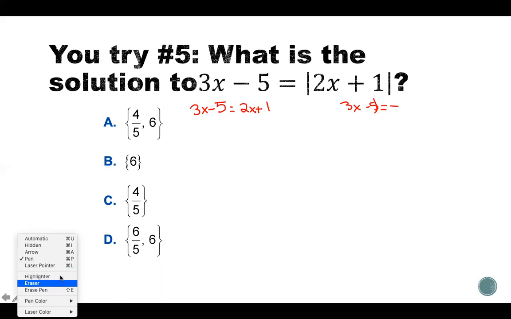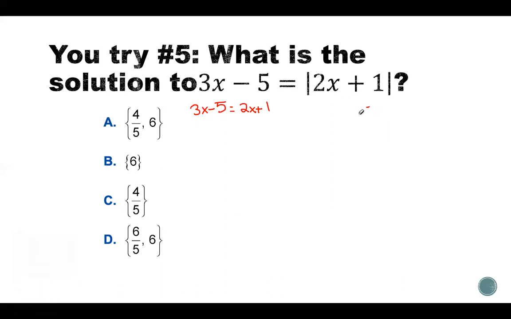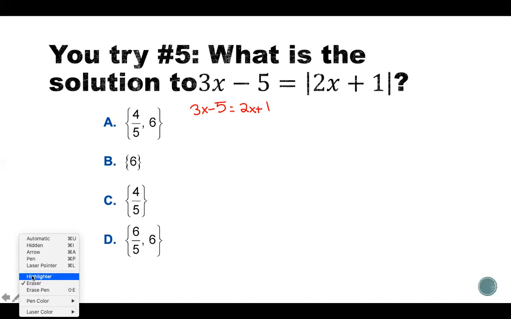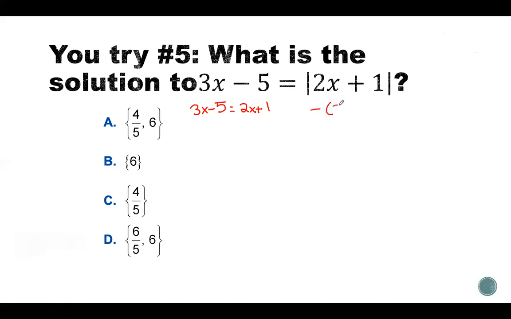So this one's a little different in that the absolute value is actually on the right-hand side this time. And that is okay. That just means, though, we're going to leave the 2x plus 1 alone. We're going to go with the negative version of 3x minus 5 equals 2x plus 1. So I'll go ahead and set up both of them.